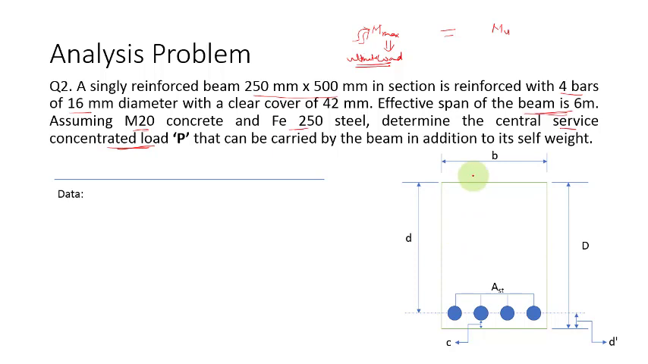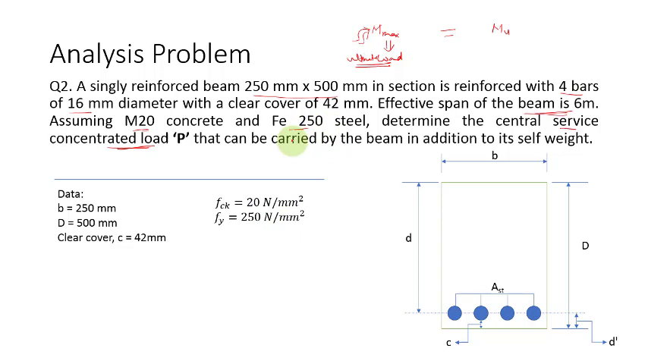So this is the beam. We have the width of the beam, which is given as 250 mm. Now here you see 500 mm in section. This 500 mm is not your effective depth. This is the overall depth of the beam, that is capital D, 500 mm. We have a clear cover to the reinforcement, which is given as 42 mm. Grade of concrete is M20, so FCK is 20 Newton per mm square. Grade of steel is Fe250, so the yield strength of steel is 250 Newton per millimeter square. So how much is AST? It is 4-16 diabar, so 4 into pi by 4 into 16 square, which will give you nearly 804 millimeter square of steel.